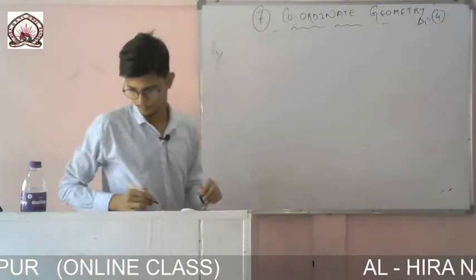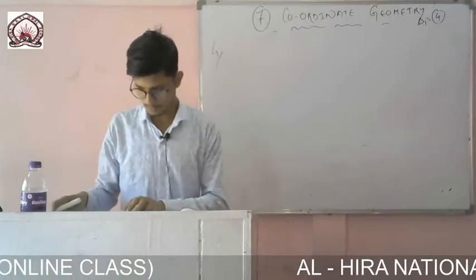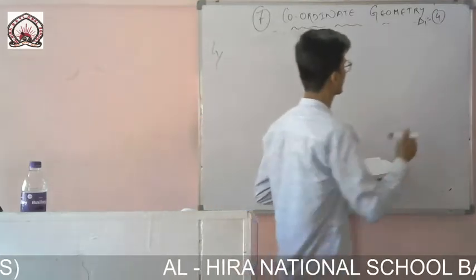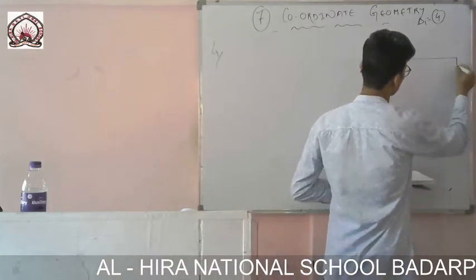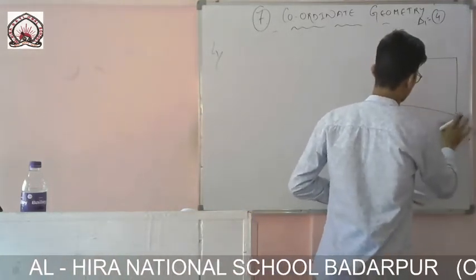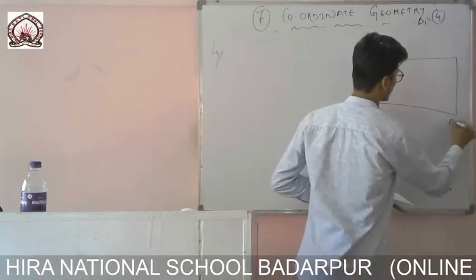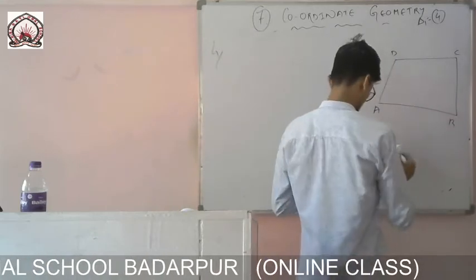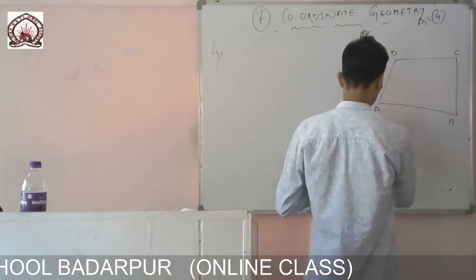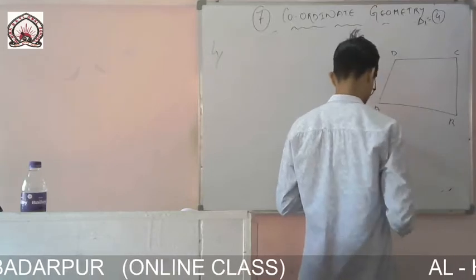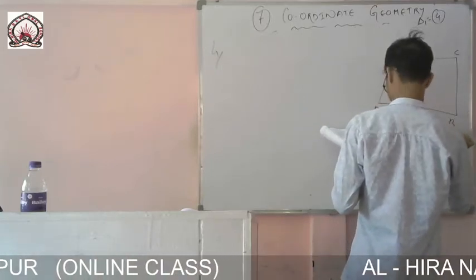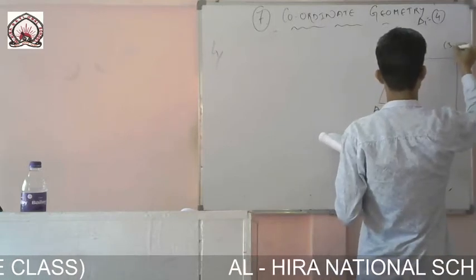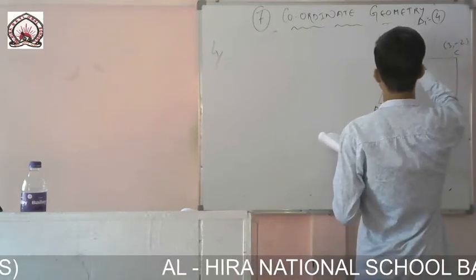Question number 4. Find the area of the quadrilateral whose vertices are given. A, B, C, D. Coordinates are given like this: -4, -2, -3, -5. This one will be 3, -2 and 2, 3.